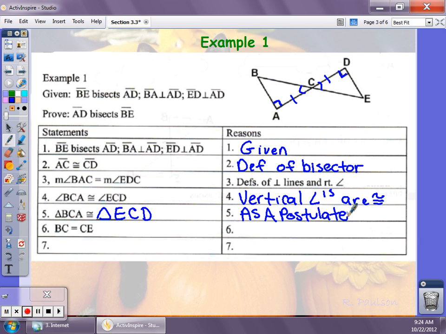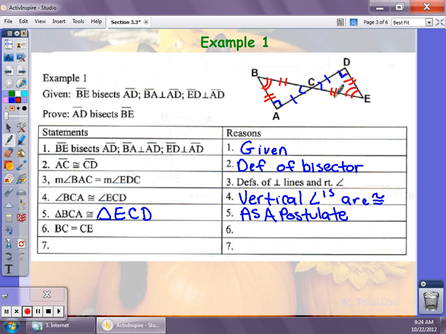Now what I can conclude is that if the triangles are congruent, then all the angles and corresponding sides must be congruent as well. So I'm going to go ahead and mark what I know. So I now know that this angle is congruent to that angle. I know that this segment is congruent to this segment. And lastly, I know that BC must be congruent to CE because there are 6 corresponding parts, 3 angles and 3 sides, that must be congruent in congruent triangles.